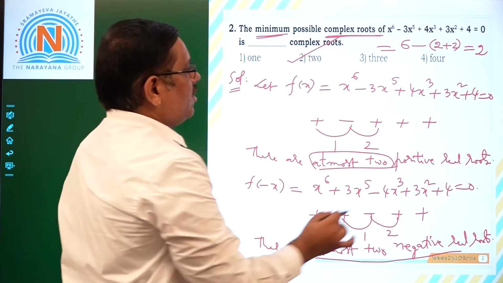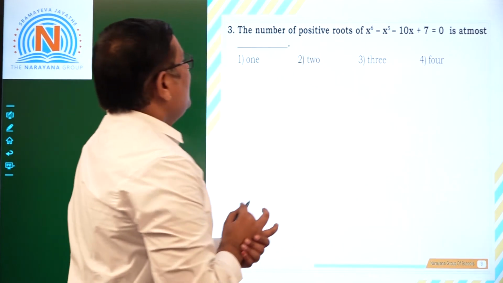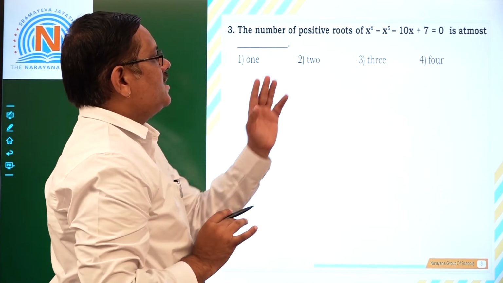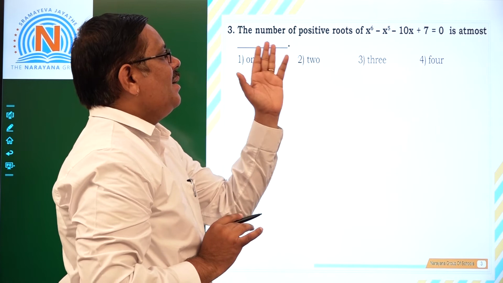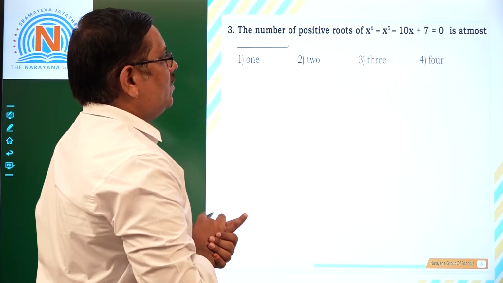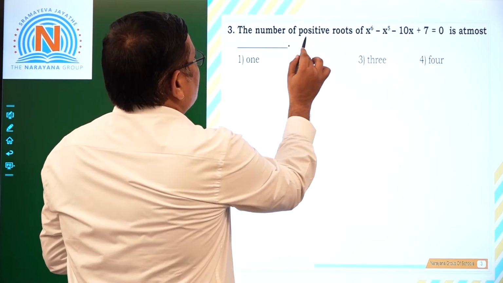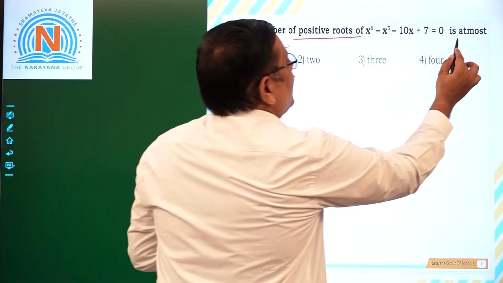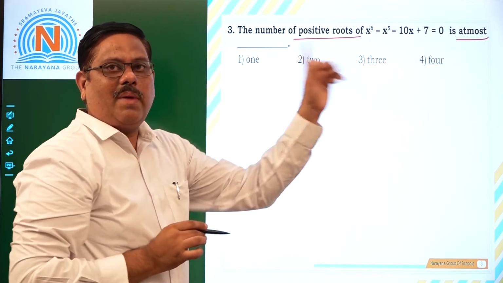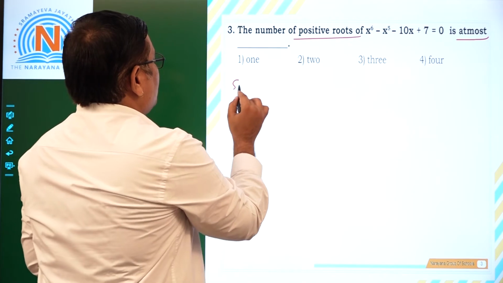Okay. Now we will move to the next question. The number of positive roots of x power 6 minus x power 5 minus 10x plus 7 is equal to 0 is at most. Here it is the number of positive roots, so he is asking at most, or maximum. Okay. Now let us go to the solution.